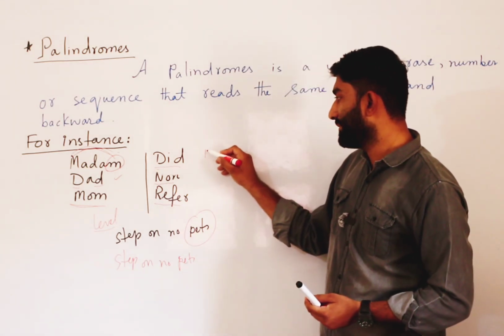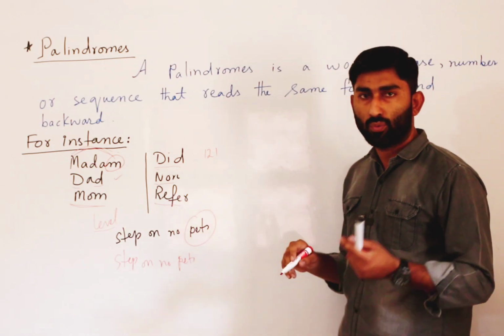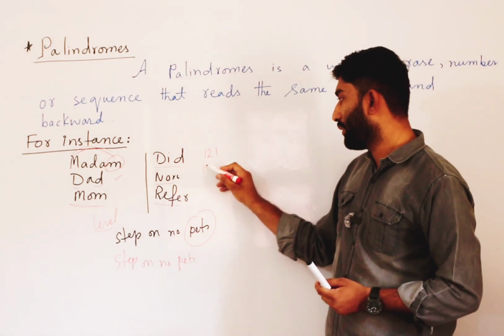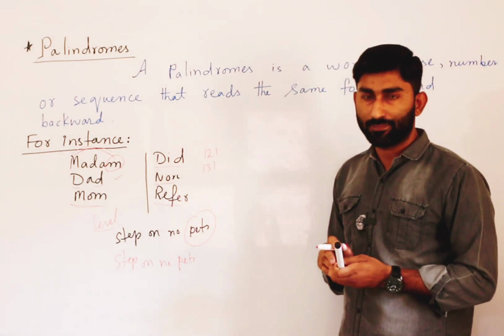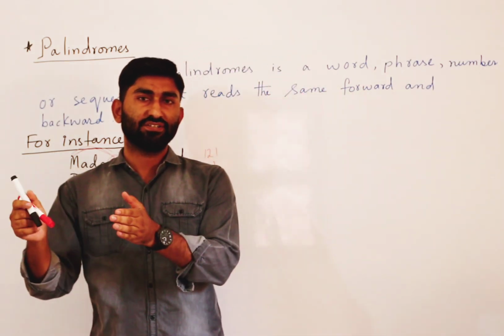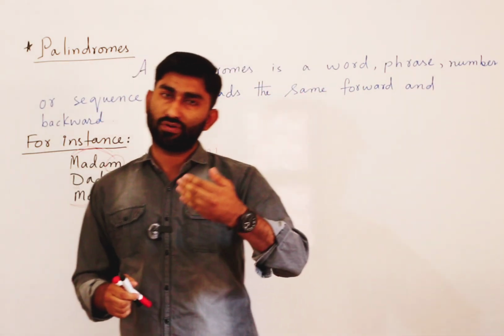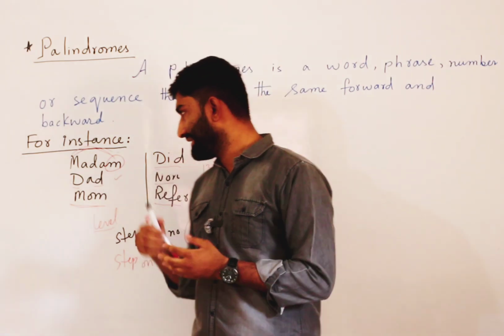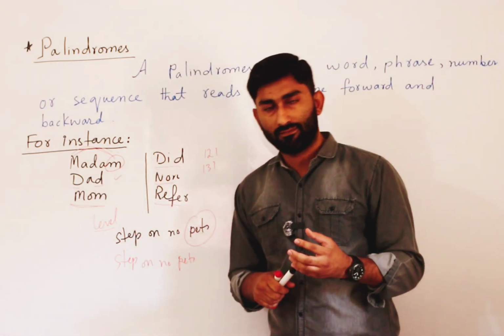And if I give you an example of numbers, like we have 121, we have 131, and there are so many other examples which would exactly be the same if you just change it or if you write it from the backward or if you write it from the forward. So these words in English are called palindromes.